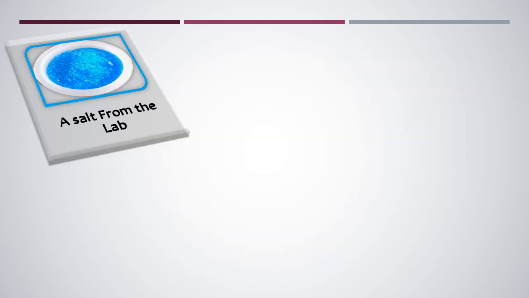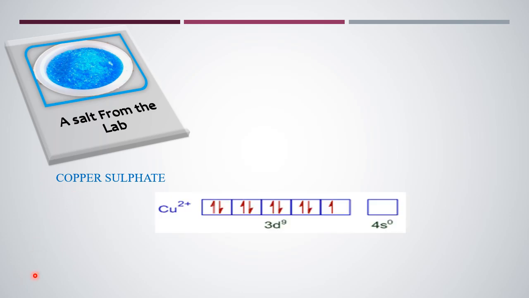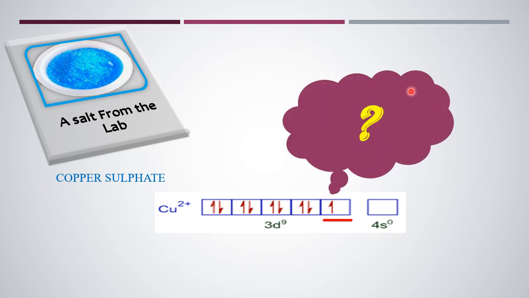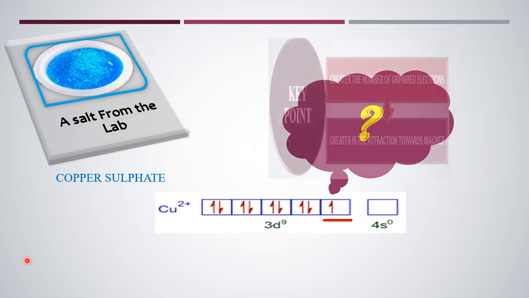This blue salt you often use in your lab is copper sulfate. In copper sulfate, the copper ion is in the +2 oxidation state, and the copper +2 ion has 1 unpaired electron in its orbital. Now think for yourself whether it is paramagnetic, diamagnetic or ferromagnetic, and here is the hint.